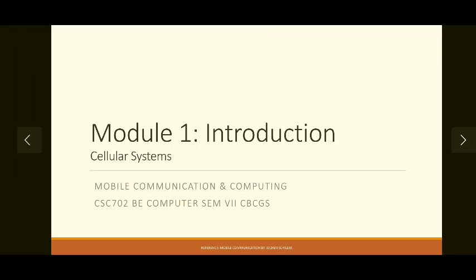Welcome everyone to this new session of mobile communication and computing. In this session, we will get introduced to the last concept of our module, that is the cellular system. What is a cellular system? What's the meaning of the word cellular in the cellular system? That we will see in this particular session.